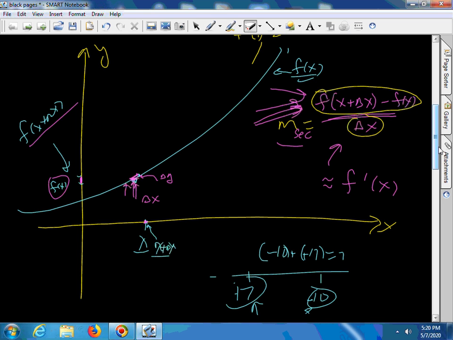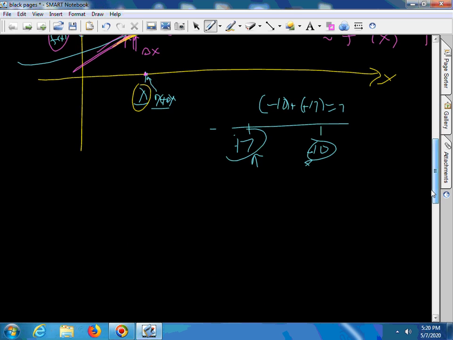So now the slope of the secant line and the slope of the tangent line right at x are starting to look really, really close. Just like any line, I can make it longer. They're starting to look like the same line. And what happens is the following.